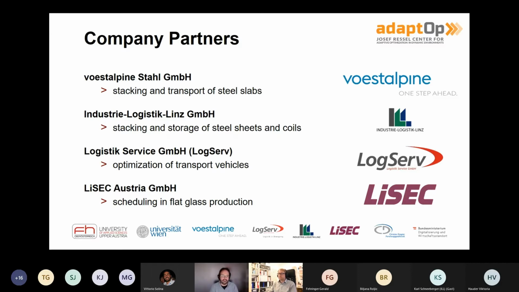2 of those are going to present just right after me. So first up is Industrie-Logistik-Linz GmbH. One of the presenters, Karl Schneeberger, who will also continue after my talk, is from Industrie-Logistik-Linz. There we focus on stacking and storage of steel sheets and coils. We have the logistic service company, also located in Linz, in our team, and Mr. Gerald Fehringer, who is the third speaker in this session, is from LISEC Austria, and they are producing flat glass production machines, and there we focus on scheduling the production orders in such a system of flat glass production machines. But I leave the details on these 2 applications to the speakers, who will continue right after my talk.